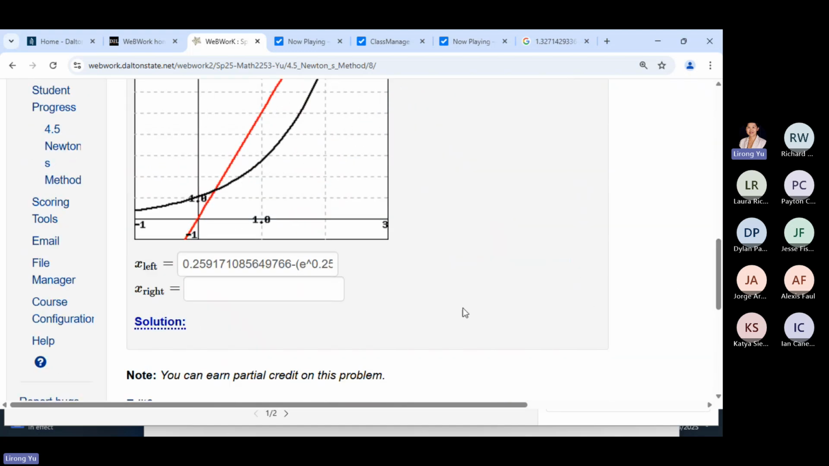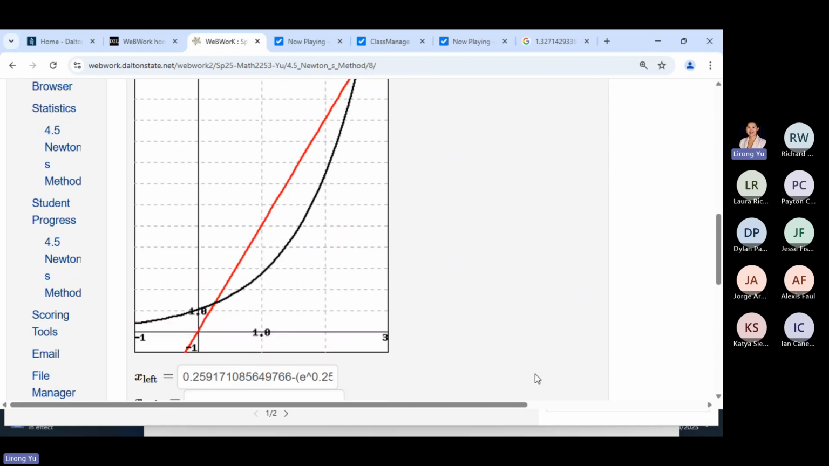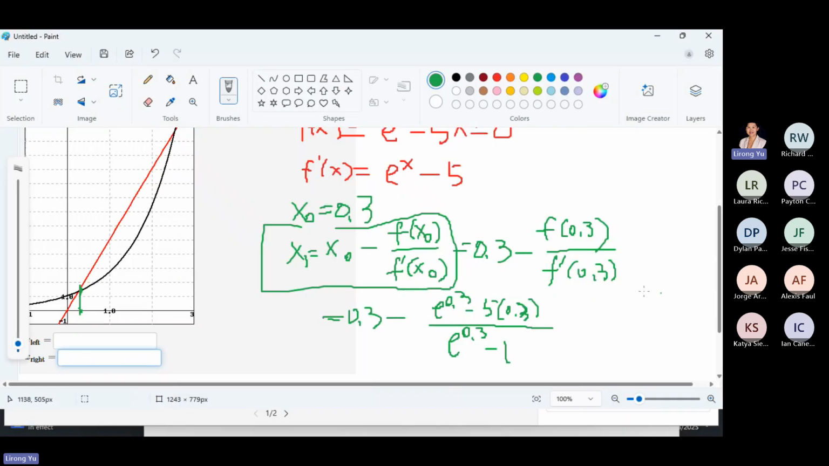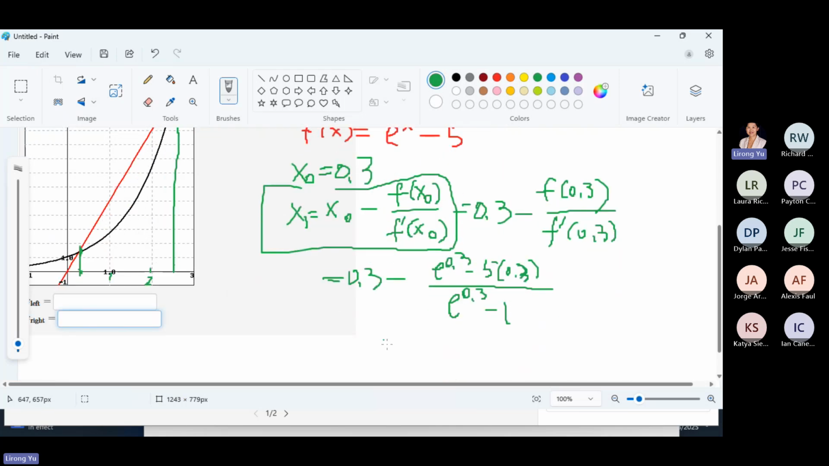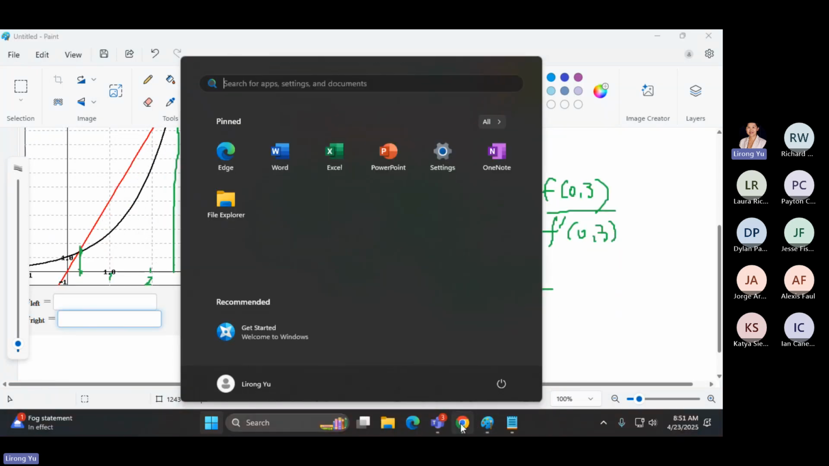For the right side of the solution, if you look at the picture, what are we getting close to? It's somewhere here. That's 1, that's 2, right? So that is 2.5. So we can start with 2.5 and do a Newton's calculation.